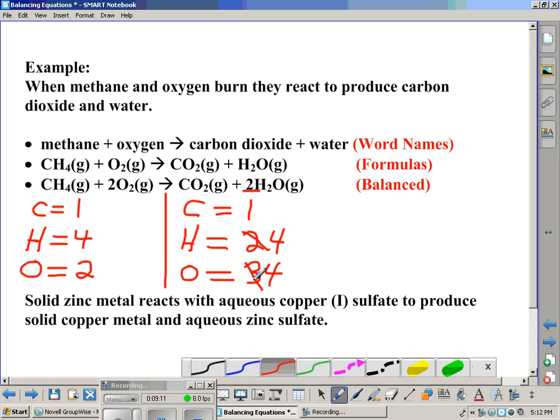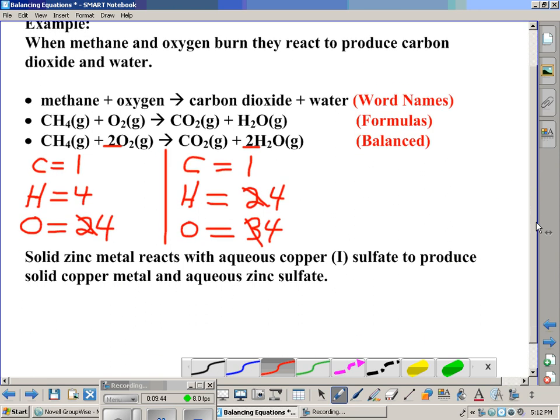Okay, looking good so far. So my carbons are balanced, my hydrogens are balanced. Now I just need to look at these oxygens. It looks like I need more on this side. So what I did was I put a 2 right here in front of this O2. So 2 molecules times 2 oxygens in each molecule gives me a 4. And now it's a balanced equation. We've got 1 carbon, 1 carbon, 4 hydrogens, 4 hydrogens, 4 oxygens, 4 oxygens. Life is good, and we're moving on to the next problem.